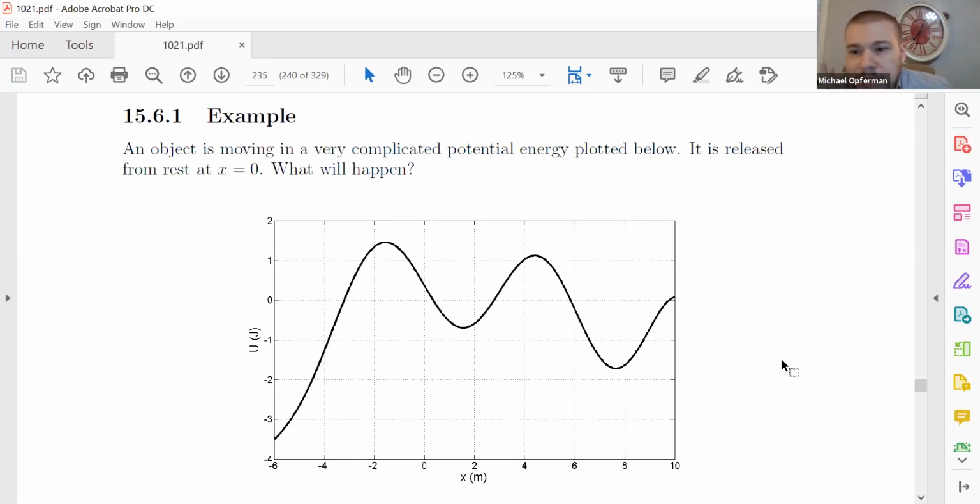We're not going to attempt to actually quantitatively study any potential energies that are this complicated in the course, but in real life, of course, potential energies are extremely complicated, especially in the world of biology and the human body and things like this. So you often encounter in reality these wavy potential energy functions that are hard to talk about mathematically. So let's say, for instance, that you release an object here.